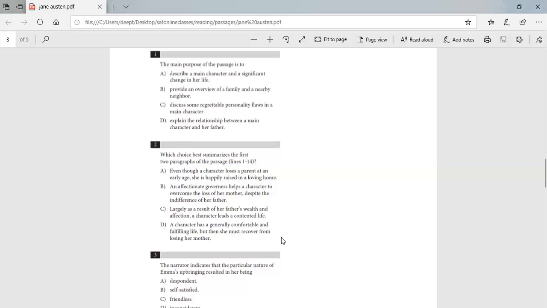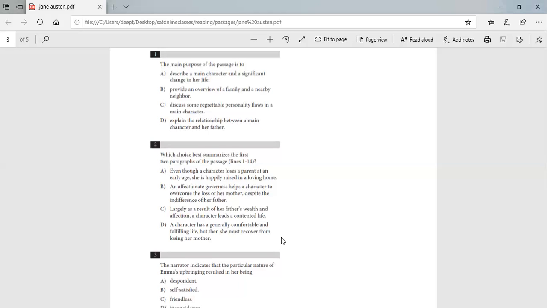I think it will be a great idea if, before you listen to my explanation for each question, you pause and then you answer the question yourself, and then see if the explanation and your option match. Okay, let's look at the second question. Which choice best summarizes the first two paragraphs of the passage?